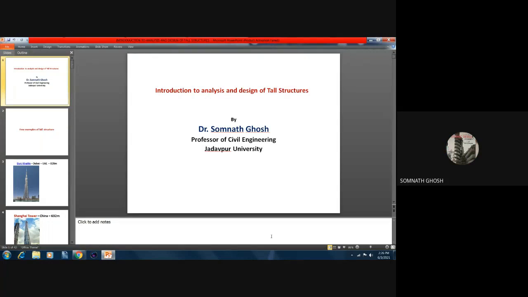Today, I'll be discussing analysis and design of tall structures. Tall structures means not only buildings, but also tall chimneys, tall towers. So I'll be discussing different aspects of analysis and design of tall structures.